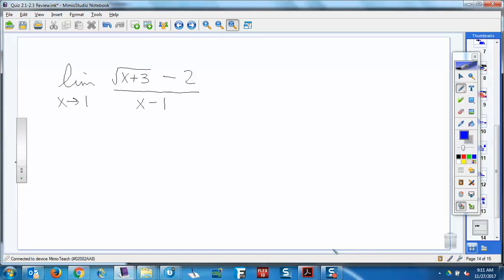Again, plug in a 1 first. You get 0 divided by 0. So that tells you to keep going.